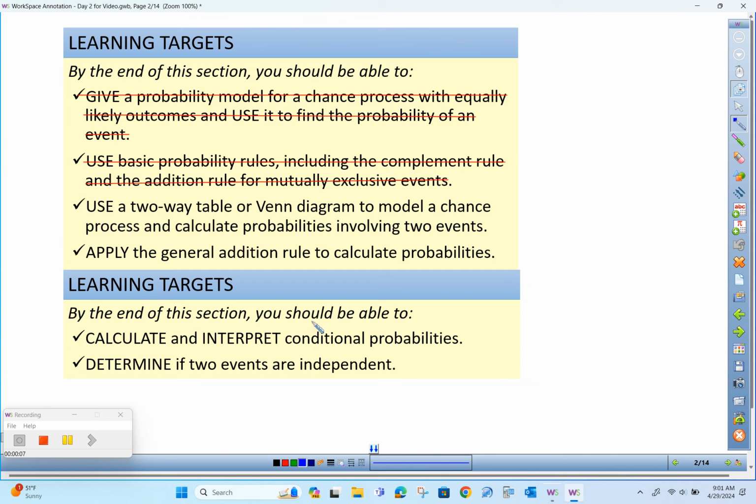So there was an extra piece of the information that was given, and then determine whether two events are independent using, again, that Venn diagram or two-way table.